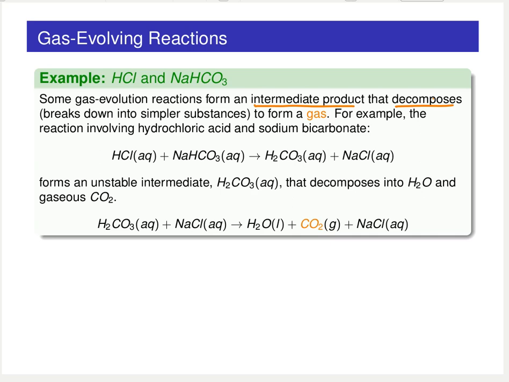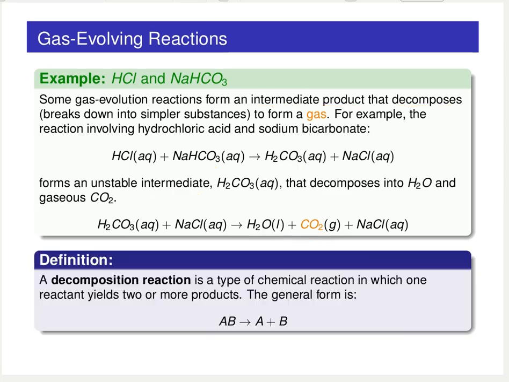So for example, if you react hydrochloric acid with sodium bicarbonate, you end up forming this unstable intermediate right here. And this unstable intermediate later decomposes to form CO2 and water, right? So this is an example of a gas phase reaction where an intermediate decomposes to actually form that gas phase product. Which brings us to an important definition.